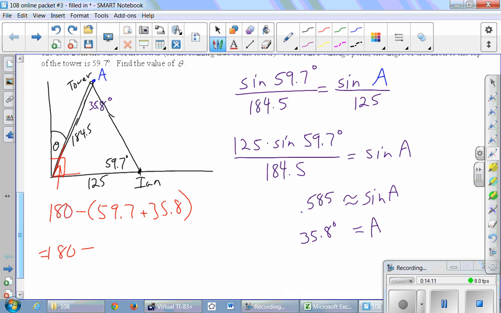Okay, so adding these up, what do we get? 95.5. I think that's okay. And so then 180 minus 95.5 is 84.5. So that means that this angle right in here is 84.5 degrees. And we know it's a whole right angle, so that means that theta we can find by just subtracting from 90.